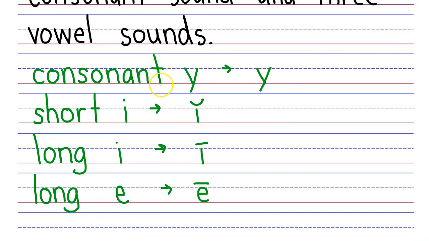Letter Y makes a consonant Y sound, Y, and it looks like this in a dictionary. The letter Y makes a short I sound, I, and it looks like this in the dictionary. The letter Y makes a long I sound, I, and it looks like this in the dictionary. And the letter Y makes the long E sound, E, and it looks like this in the dictionary. So the 4 sounds of Y are Y, I, I, and E.